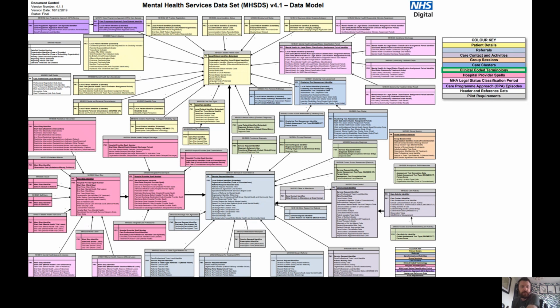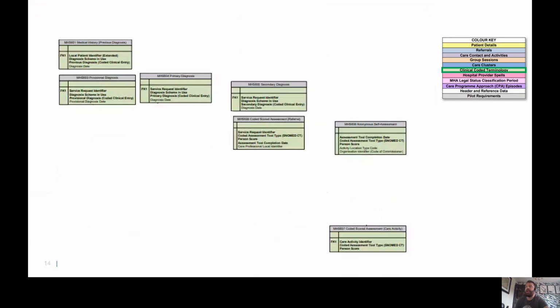We also have much more SNOMED recording. That's in this green clinical coded terminology section. So we have a number of diagnosis fields. We have the medical history, so previous diagnoses, diagnoses that were made before this current referral. We have provisional, primary and secondary diagnoses, which can be recorded in ICD-10 or SNOMED.